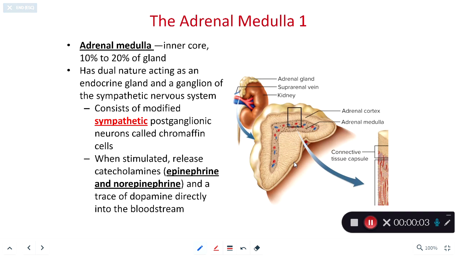Hi class, in this presentation we are going to be focusing on the adrenal glands. The adrenal gland is really a two-in-one. It's a twofer. We have the medulla and the cortex. They're connected to each other, but they're very distinct from each other.